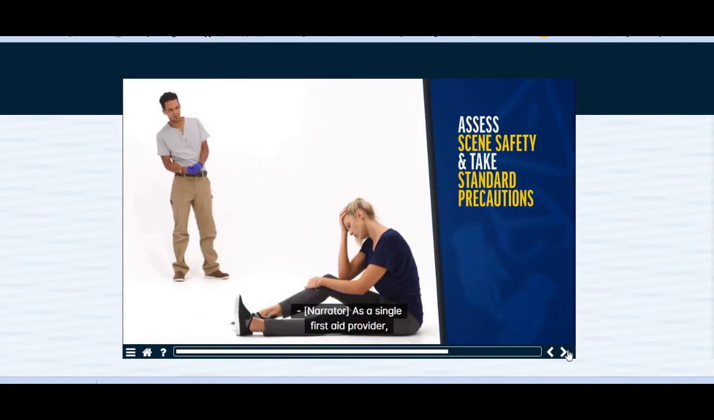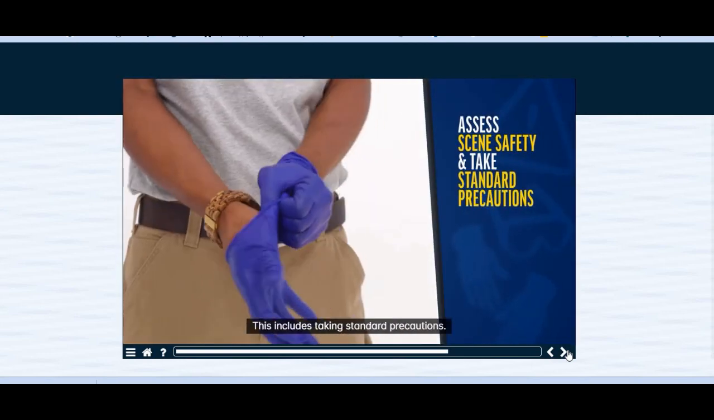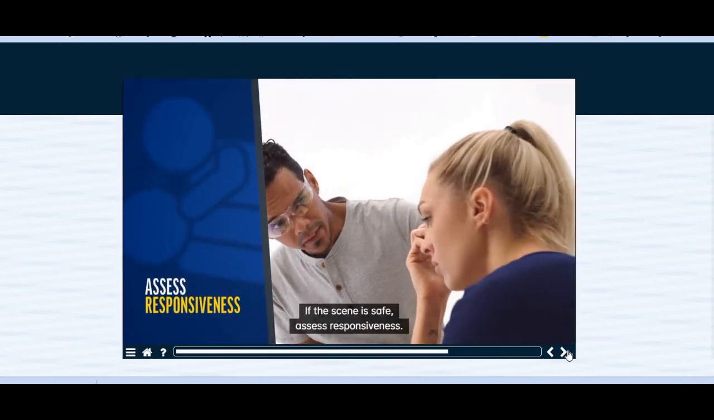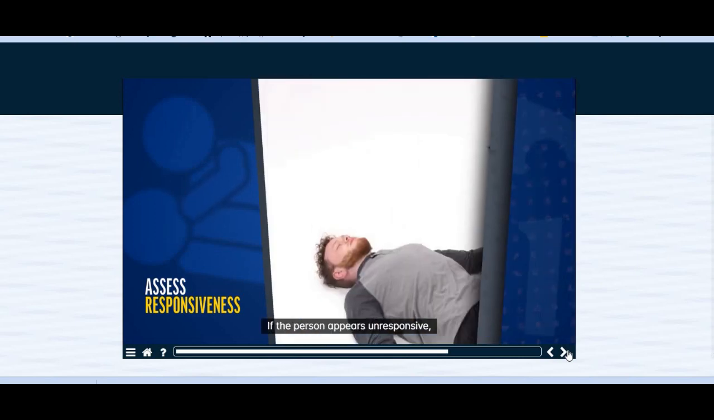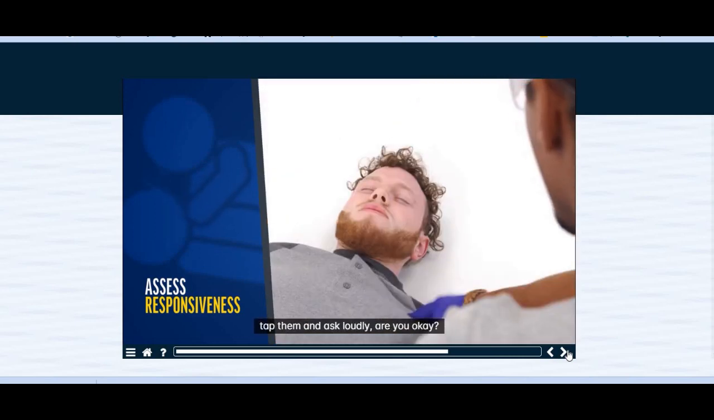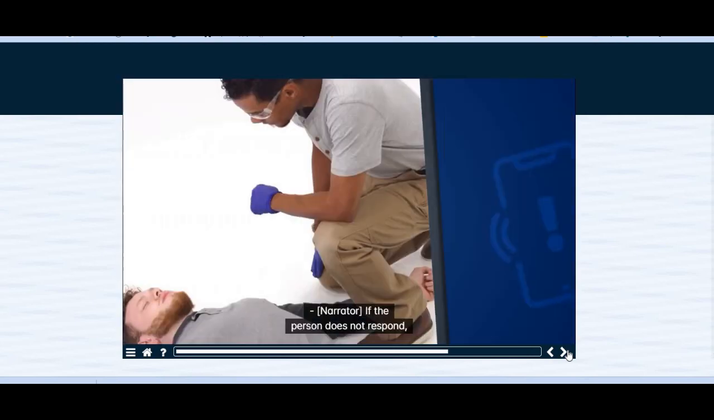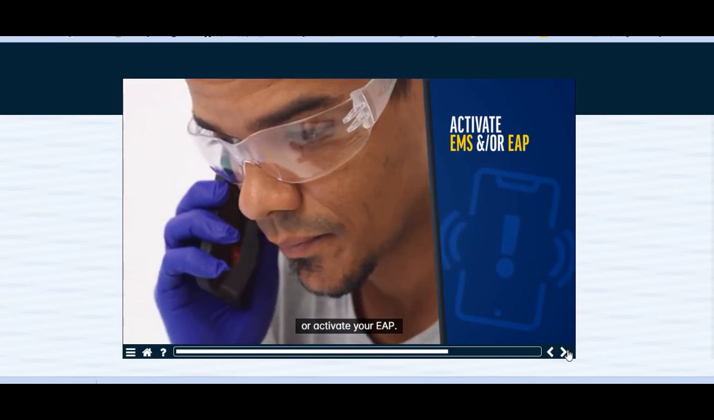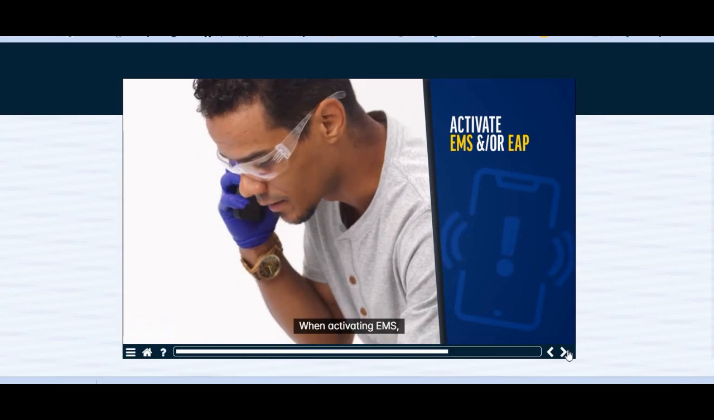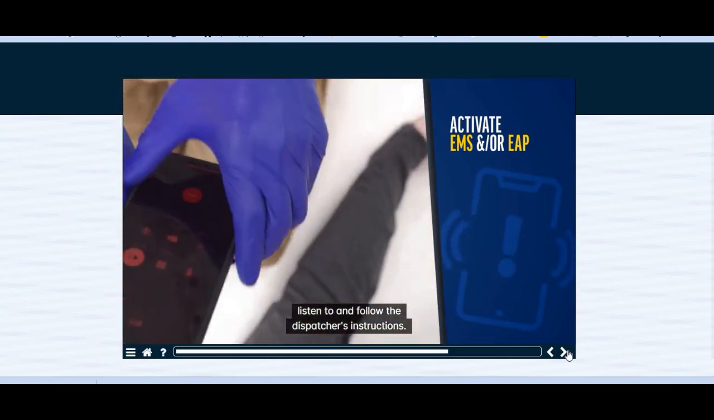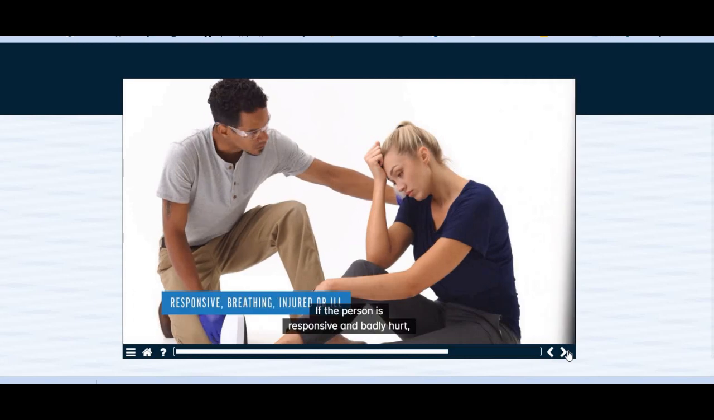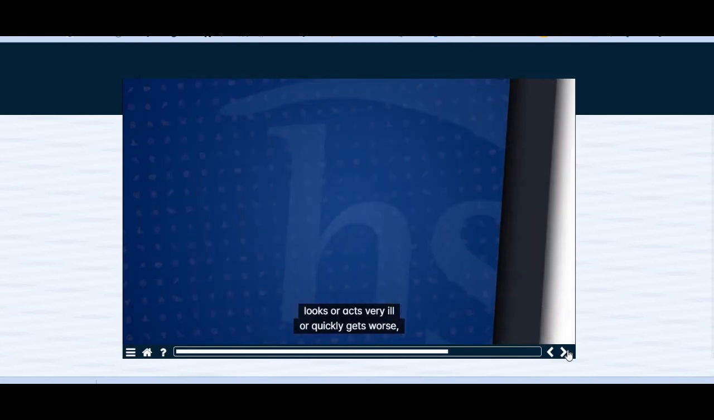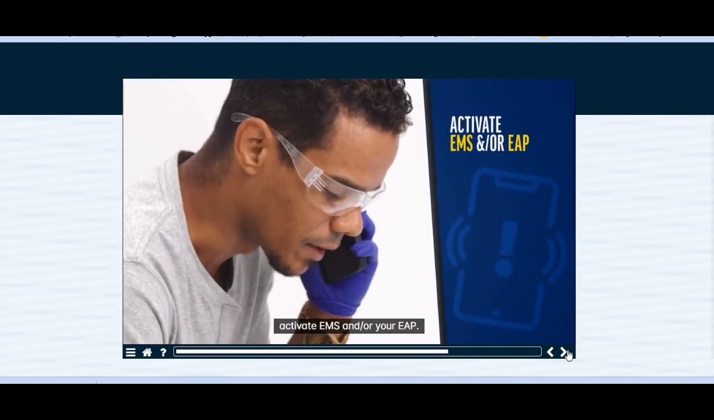As a single first aid provider, first assess scene safety. This includes taking standard precautions. If the scene is safe, assess responsiveness. If the person appears unresponsive, tap them and ask loudly, "Are you okay?" If the person does not respond, call 911 to activate EMS using a mobile device or activate your EAP. When activating EMS, listen to and follow the dispatcher's instructions. If the person is responsive and badly hurt, looks or acts very ill, or quickly gets worse, activate EMS and/or your EAP.